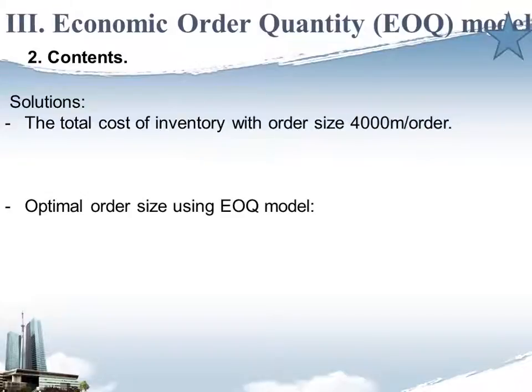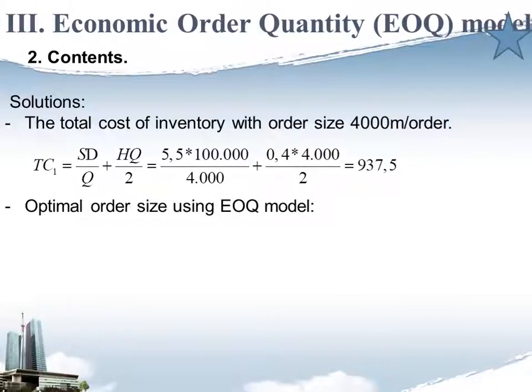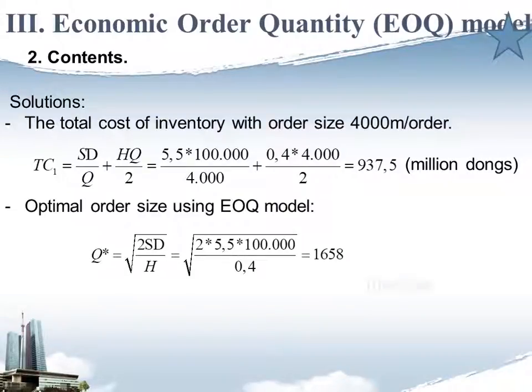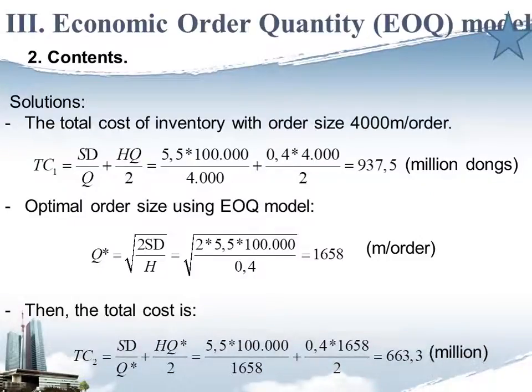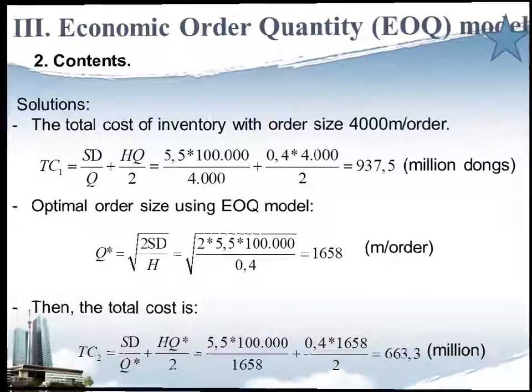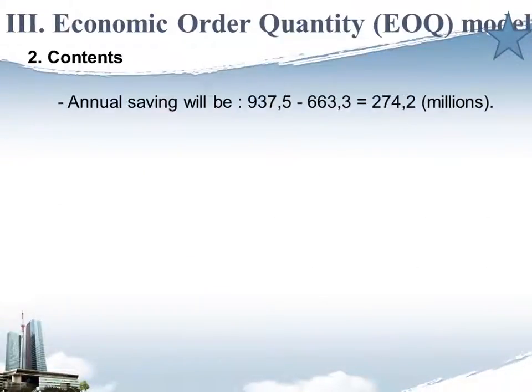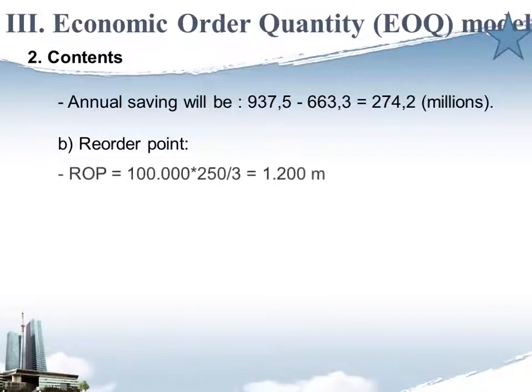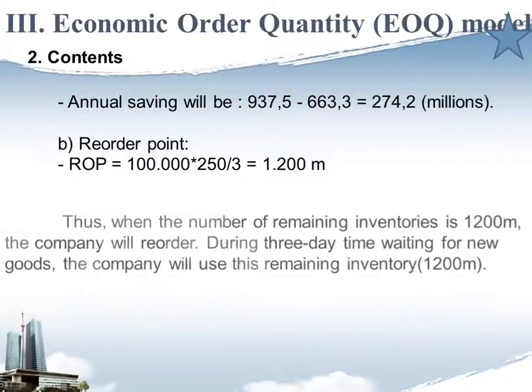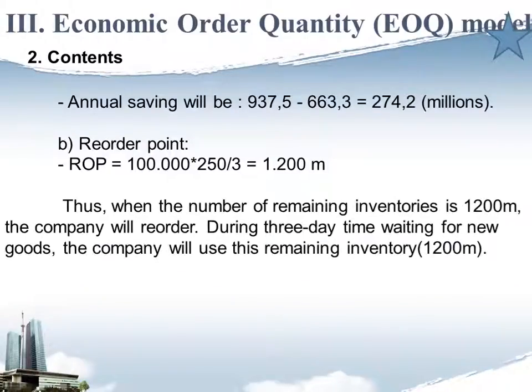Next, the solution. The total inventory cost with the order size. First, the optimal order size using the EOQ model. And finally, the total cost. Thus, when the remaining inventory is 1,200 meters, the company will reorder. During the 3-day wait for new goods, the company will use this remaining inventory. Thank you for your attention.